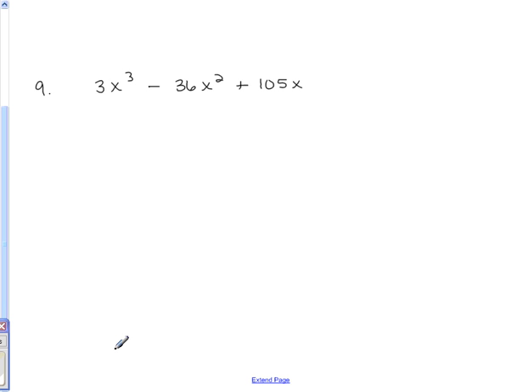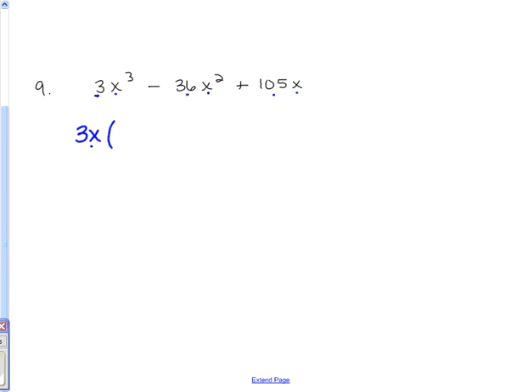Example number 9, 3x cubed minus 36x squared plus 105x. Okay, this is one that does have a common factor. So before we start factoring, we want to take out the GCF. 3 will go into each term, and each term has an x. So 3x is my GCF.